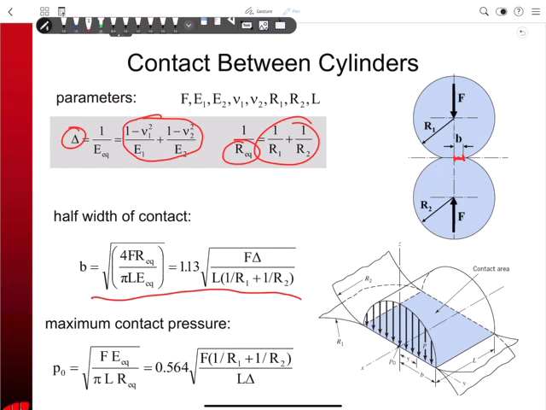What I'm really interested in is the maximum pressure, P0. Where does the maximum pressure happen and what is it? That works out to be calculated this way, where we have a delta, the two radii, and the force. So I'm concerned with maximum pressure.